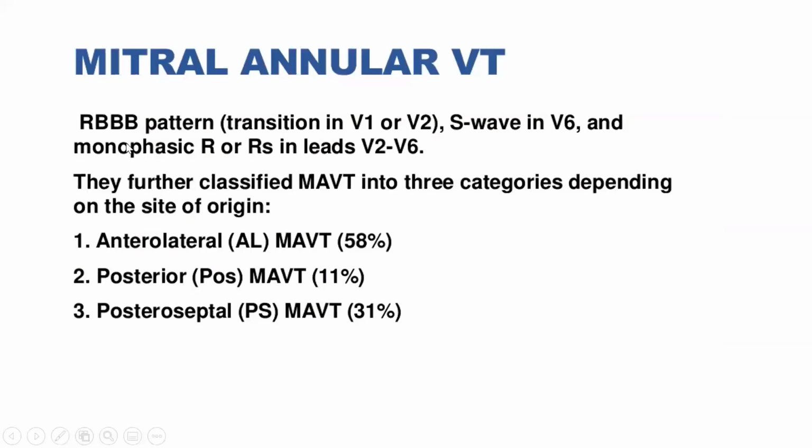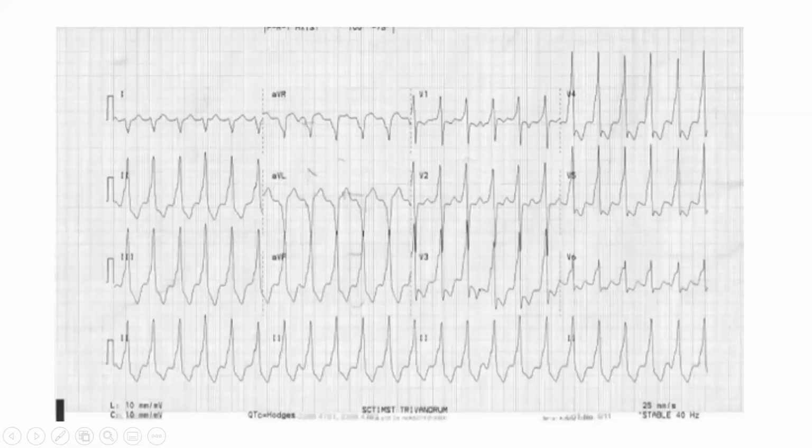Mitral annular VT shows a right bundle branch block pattern, transition in V1, V2, left side and posterior. It has an S wave in V6, monophasic RS from V2 to V6. The most common, around 60%, is anterolateral, 10% is posterior, and posteroseptal is about 30%. Here we see a dominant R wave in V1 and positive inferior leads. These are the two mitral annulus sites.